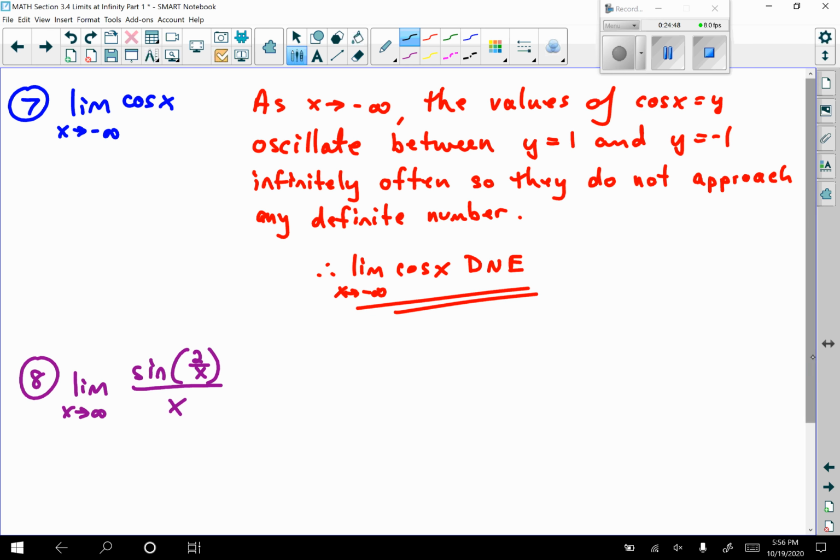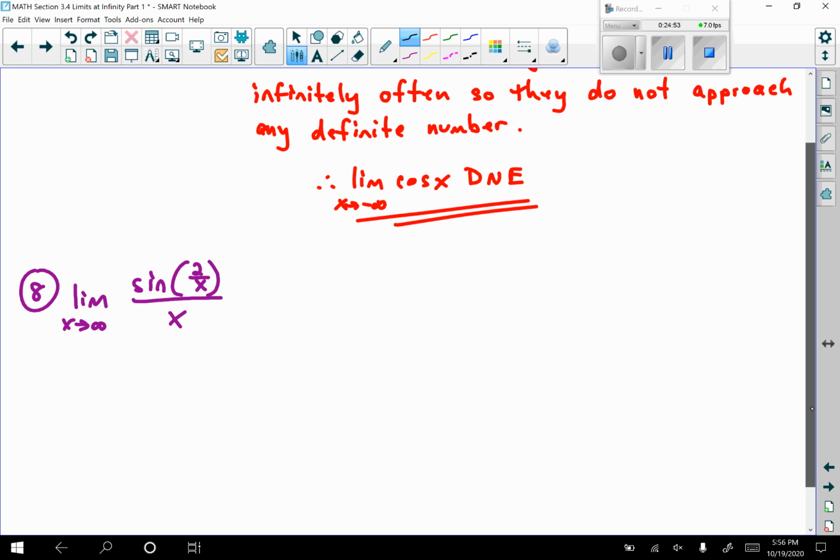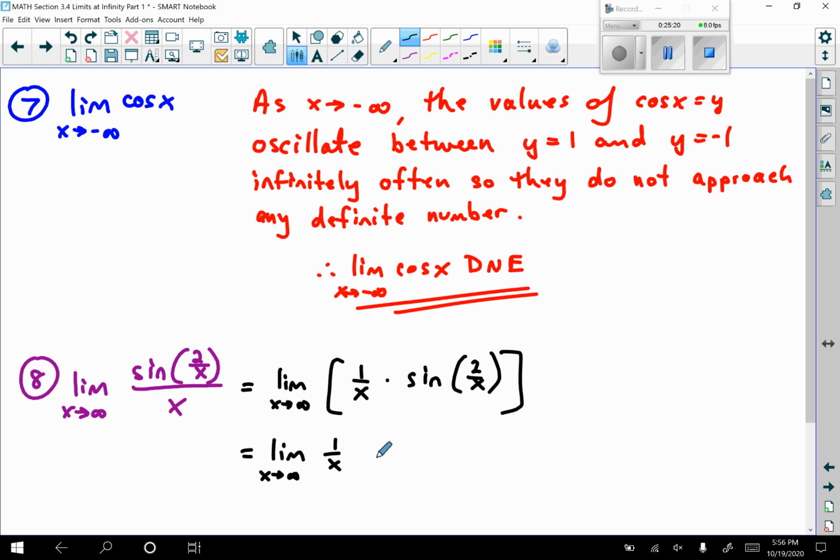All right, and then our last example for this part, we're going to take a look at the limit of sine of 2x over x as x increases without bound. What we could do with this one is first separate it, the limit as x approaches infinity, using the limit laws. We could show that this becomes 1 over x times sine of 2 over x. And then separate this once more into individual limits.